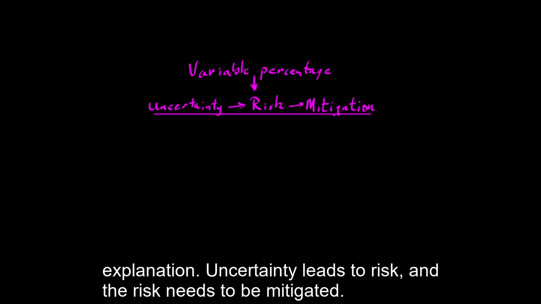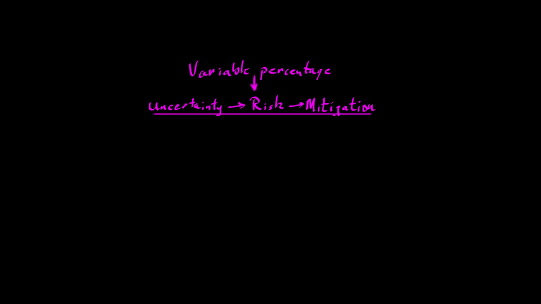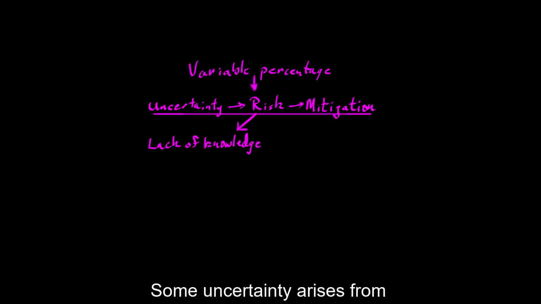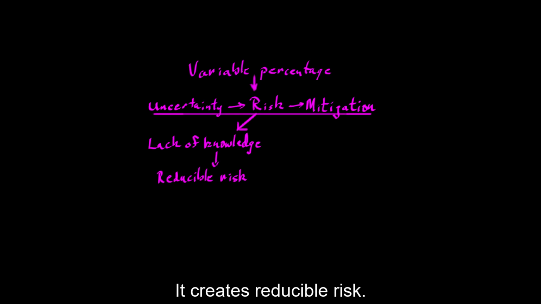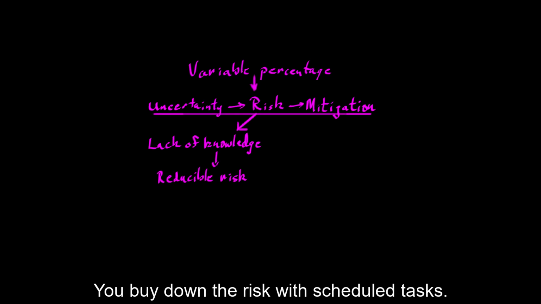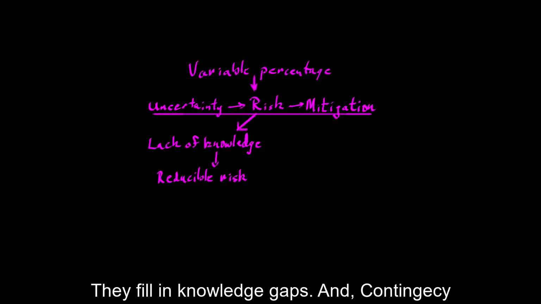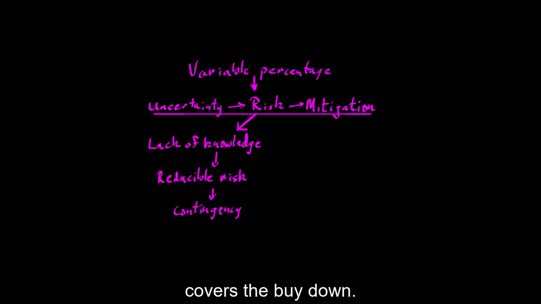Uncertainty leads to risk, and the risk needs to be mitigated. Some uncertainty arises from a lack of knowledge. It creates reducible risk. You buy down the risk with scheduled tasks. They fill in knowledge gaps, and contingency covers the buy down.